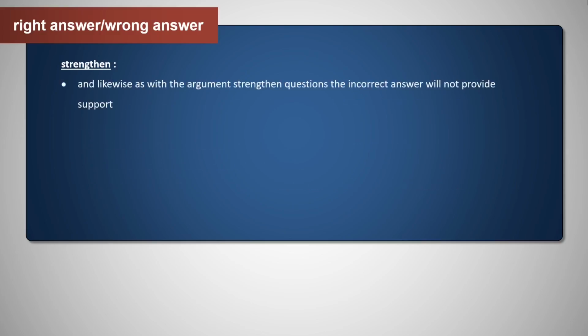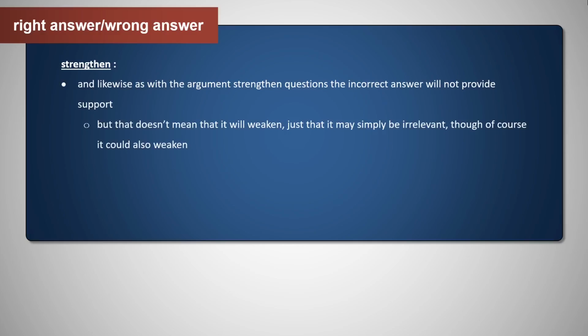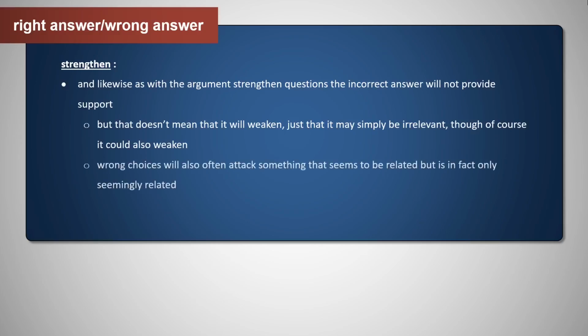And likewise, as with argument strengthen questions, the incorrect answer will not provide support. But that doesn't mean that it'll weaken, just that it may simply be irrelevant. Of course, it could also weaken. So, wrong choices will often attack something that seems to be related, but is in fact only seemingly related. Okay, so that's the strengthen.